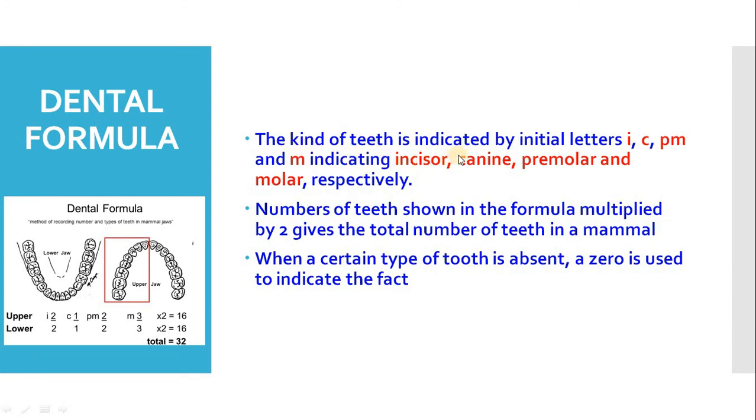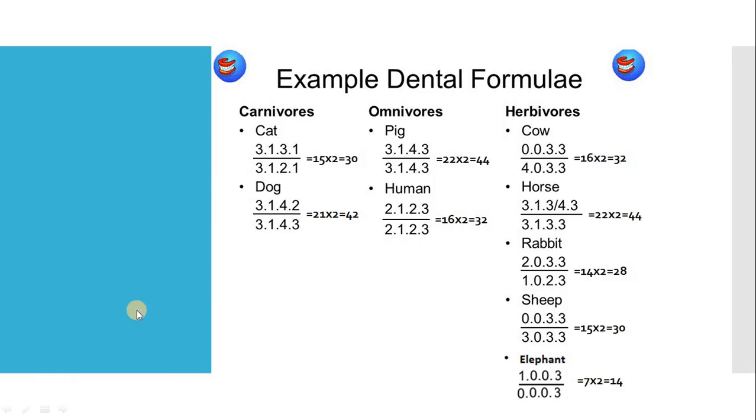The kind of teeth is indicated by initial letters I, C, P, M: incisors, canine, premolar, and molar. Numbers of teeth shown in the formula are multiplied by 2 because we have taken only the teeth on one side of each jaw, upper jaw and lower jaw. When a certain type of tooth is absent, a 0 is used to indicate it. Let's go to the examples.